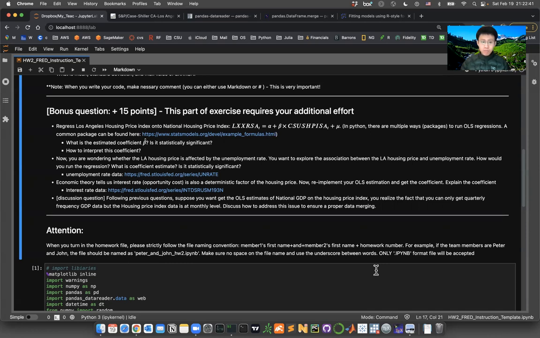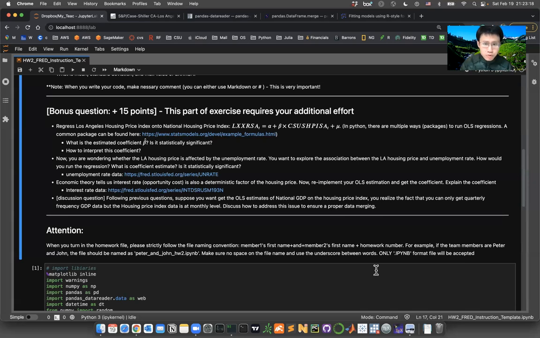So in this question, you want to discuss with your teammate and present me a paragraph. Just tell me how to address this issue to ensure a proper and reasonable data merging. Believe me, this is extremely important and extremely practical in the real world. If you are in an area related to data science, you have to deal with this kind of problem on a daily basis.